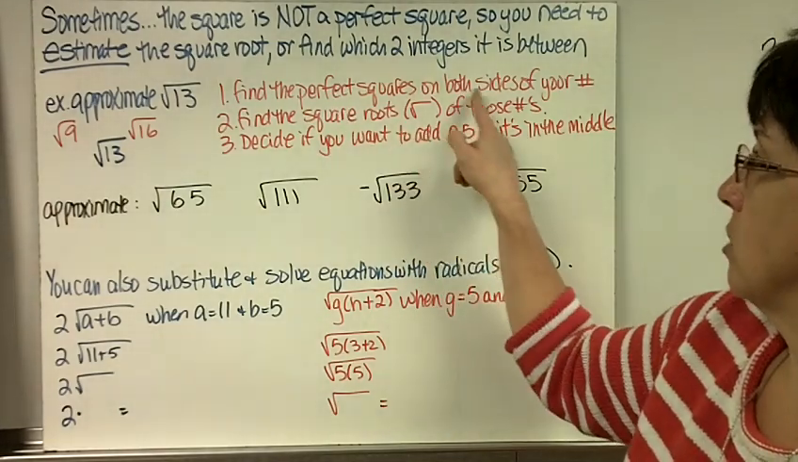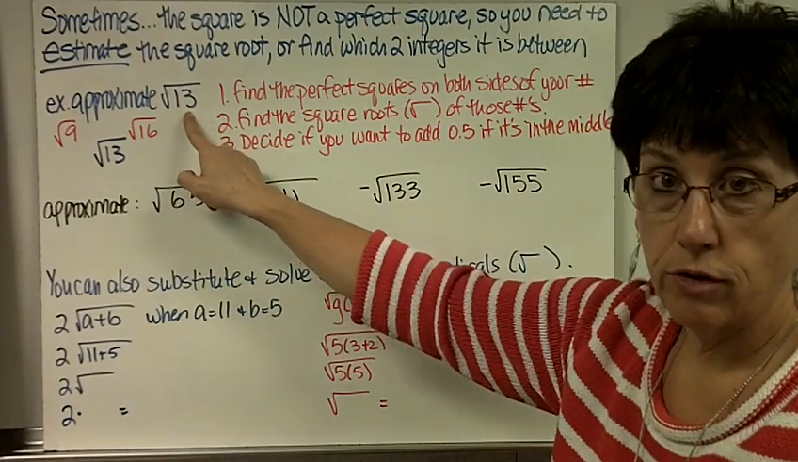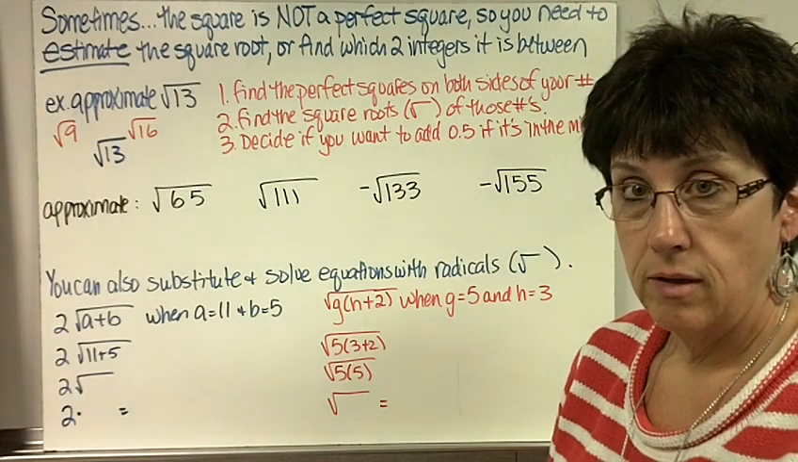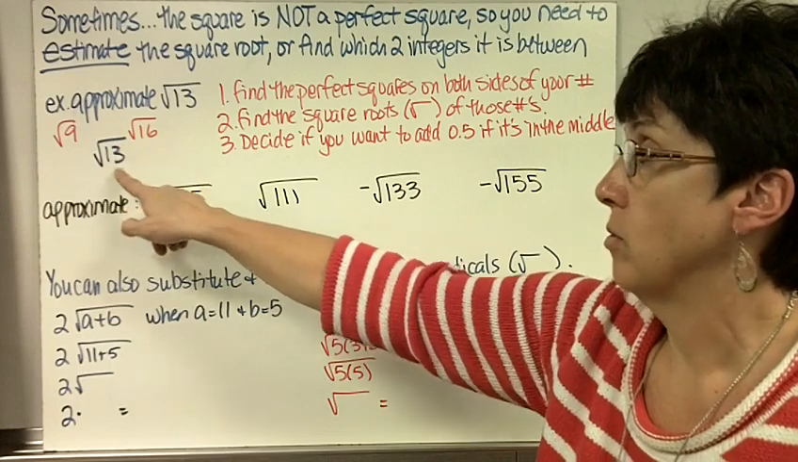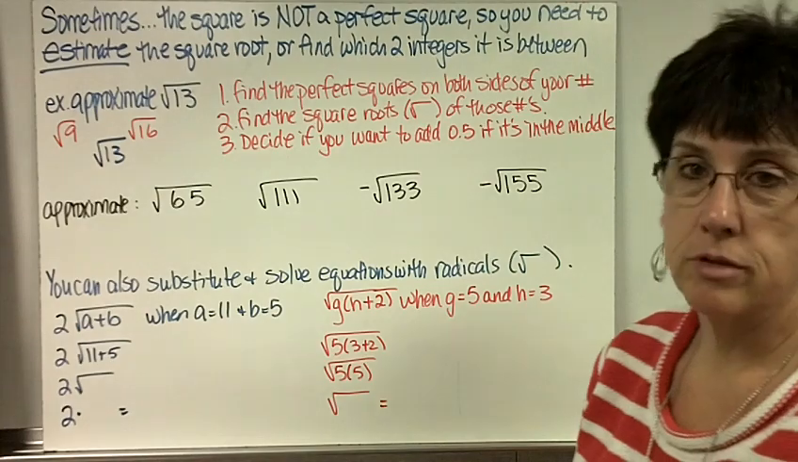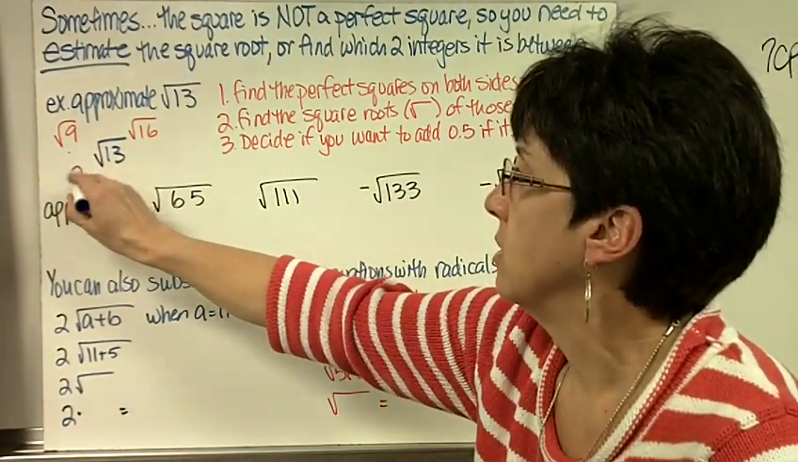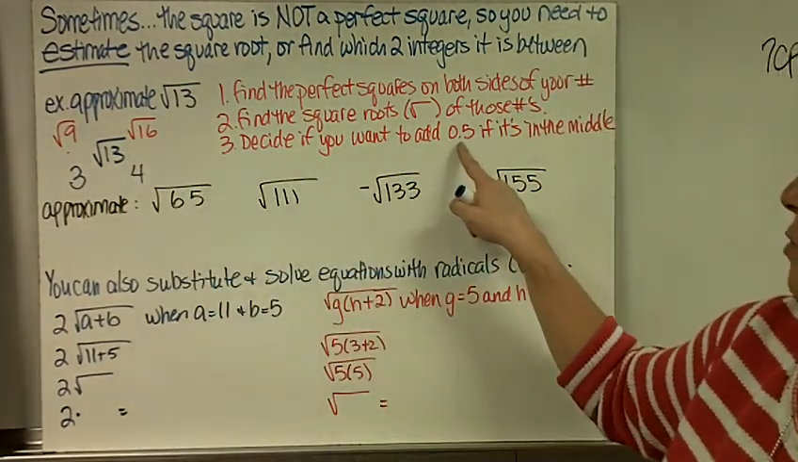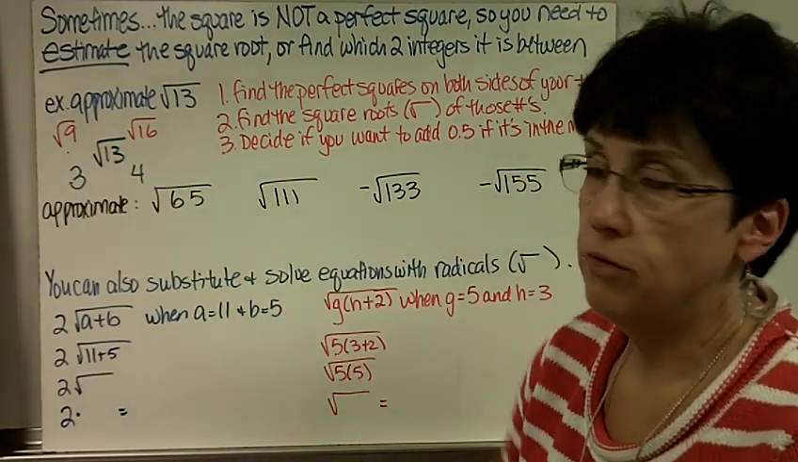You find the perfect squares on both sides of your number. So the square root of 13 would be in between the square root of 9 and the square root of 16, because those are the perfect squares. This is the square root of 3 and this is the square root of 4. So there's nothing closer. You find the square roots of both of those numbers. We just did. Square root of 9 is 3 and the square root of 16 is 4. And then if you want to, you can decide if you want to add a half if it's right in the middle. Well, 13 is how many from 9?